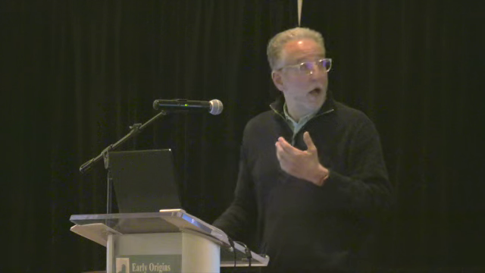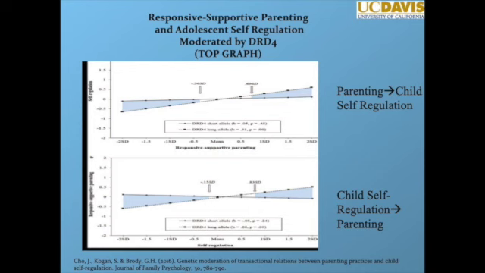Here we have shown the same thing. Now we're looking at responsive, supportive parenting predicting adolescent self-regulation. In the top graph we're seeing that if you're carrying the 7 repeat version of this genetic polymorphism, then you're affected for better and for worse by supportive parenting and the lack thereof. But if you're not carrying those variants, that same influential parenting is not exerting apparent developmental influence on your self-regulation.